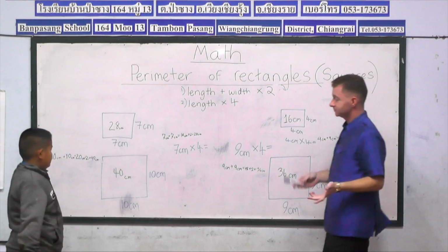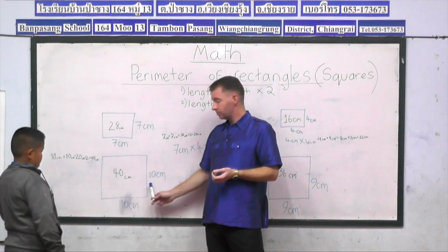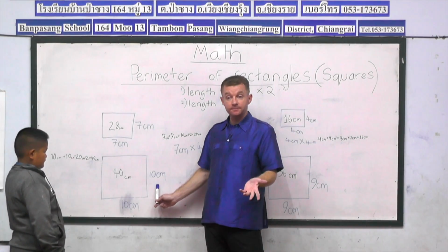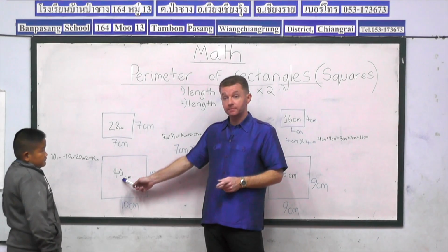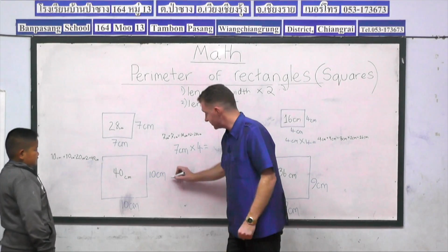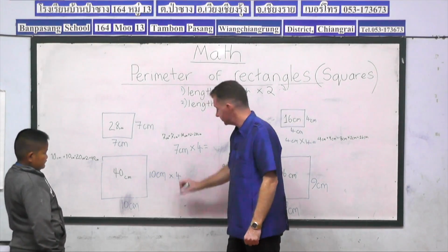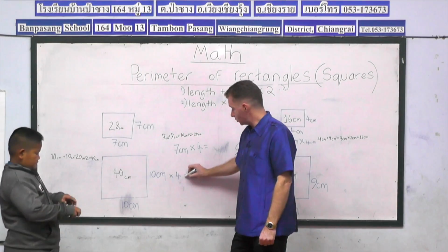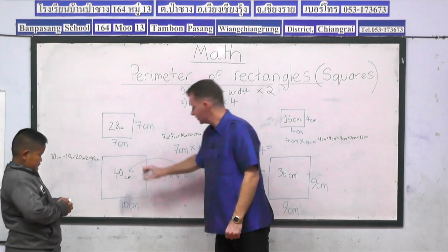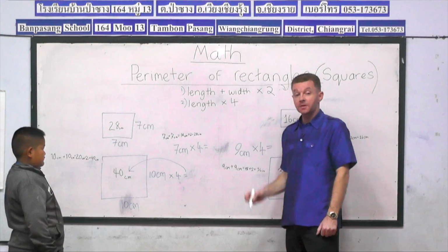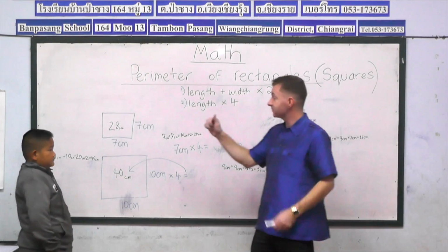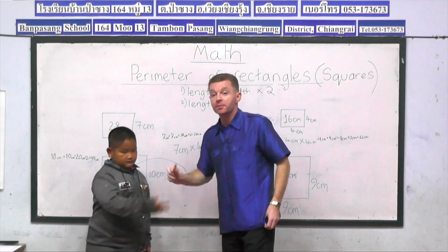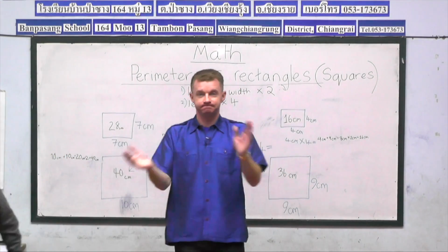Brilliant. 10 plus 10 equals 20. 20 times 2, 40. Or we could have gone 10 centimeters times 4 equals 40 centimeters. Both methods will get us the same answer. Net, that was brilliant. High five. Big round of applause for Net, please, guys.